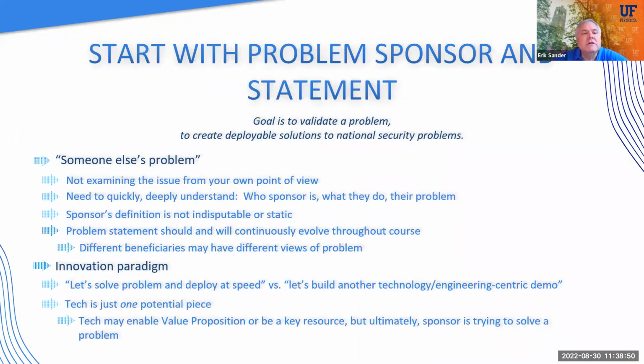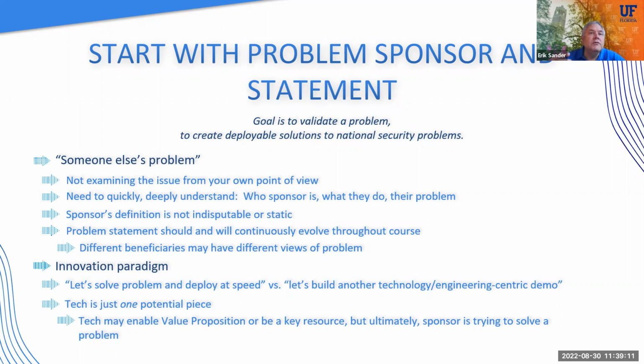Okay, so let's talk about how you do this, right? You start with the problem sponsor and statement, and understand that this is somebody else's problem. What I mean by that is that you need to try and step back and not examine the issue from your own point of view, right? We all have our own points of view and experiences.